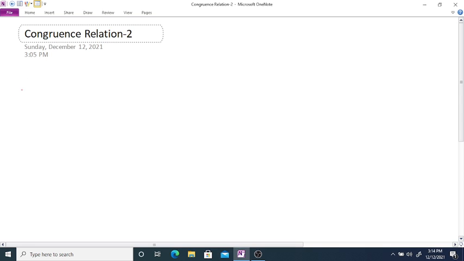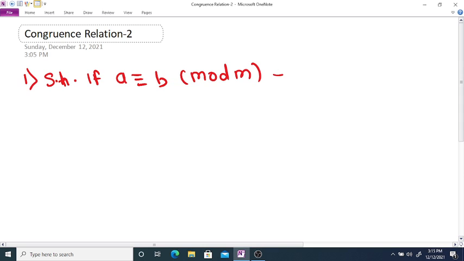Congruence relation part 2. First property, show that if A is congruent to B modulo m, and if D divides m, then A is congruent to B modulo D.